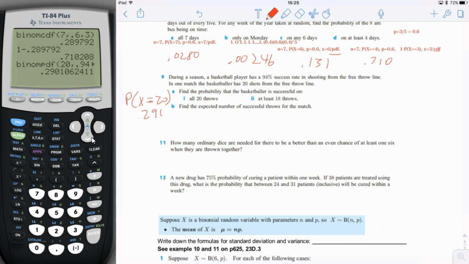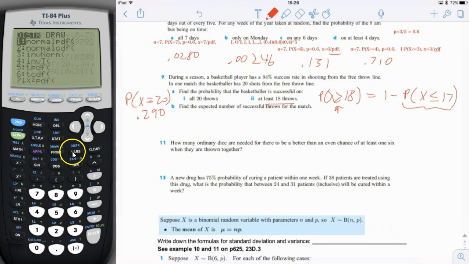Okay, and then it says at least 18 throws. That's kind of a complicated one, because actually that's the probability that x is greater than or equal to 18, which is actually 1 minus the probability that it is less than or equal to 17. This the calculator cannot do. So let's do the probability that it's less than or equal to 17.